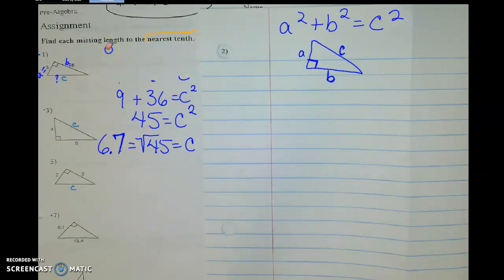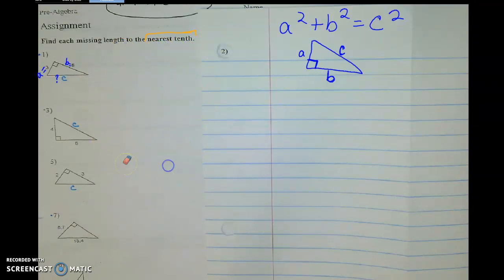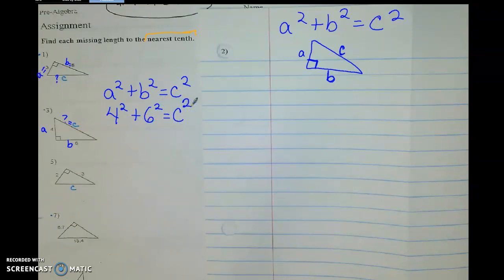Now, let's look at number 3, because your assignment is 1 through 19 odd. Getting it set up for you: a squared plus b squared equals c squared. We don't know what c is. We have to figure it out. I'm going to call this side a and this side b. So that tells me 4 squared plus 6 squared equals c squared. Now that problem is set up, you're going to go ahead and finish it up. Number 5, you do totally on your own.